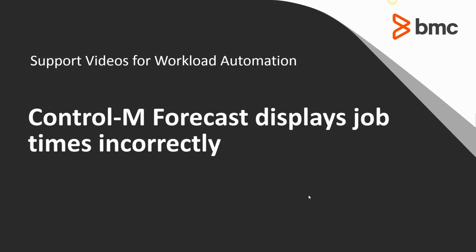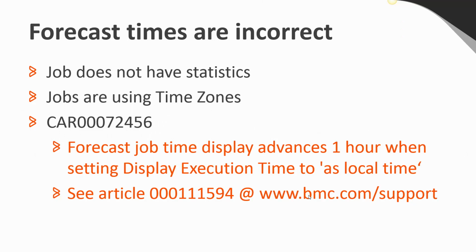On occasion, Control-M Forecast may display the times on the jobs incorrectly. So let's check out some causes and options here for what might be going on. There are situations when forecasts will appear to give incorrect times, which can be caused by many different things.